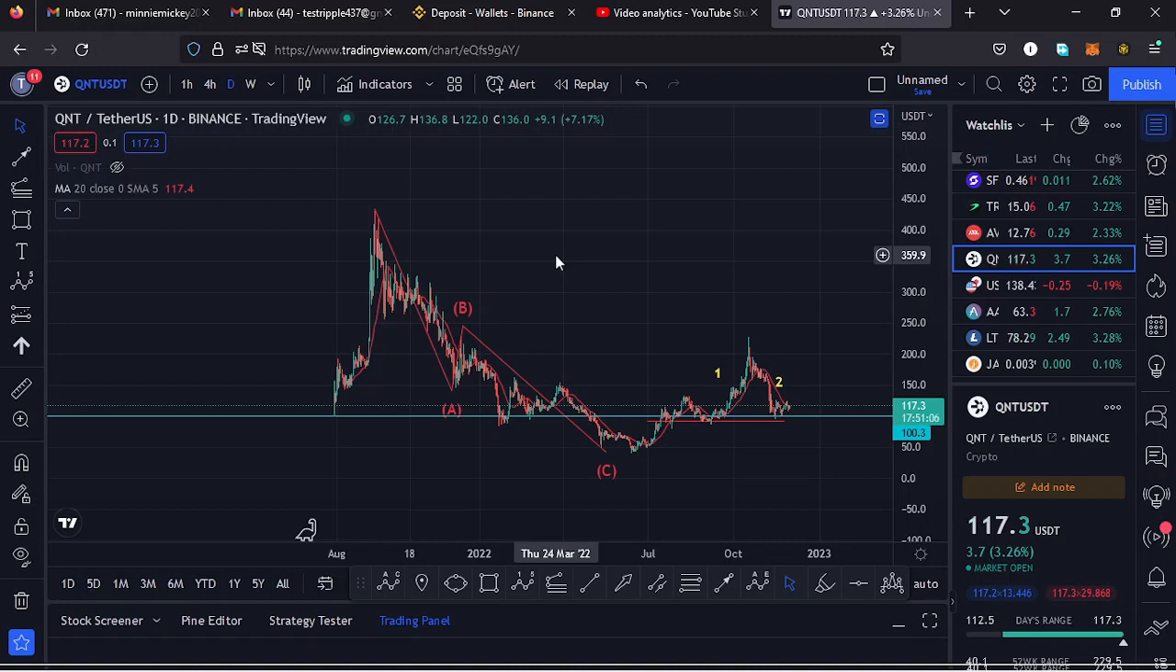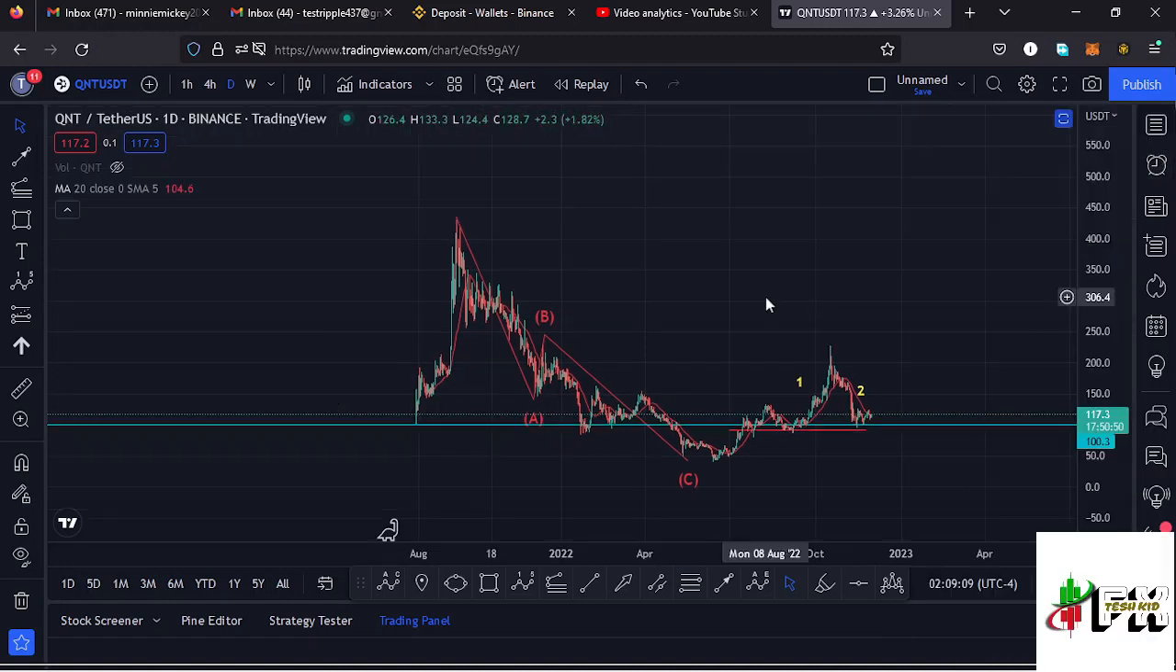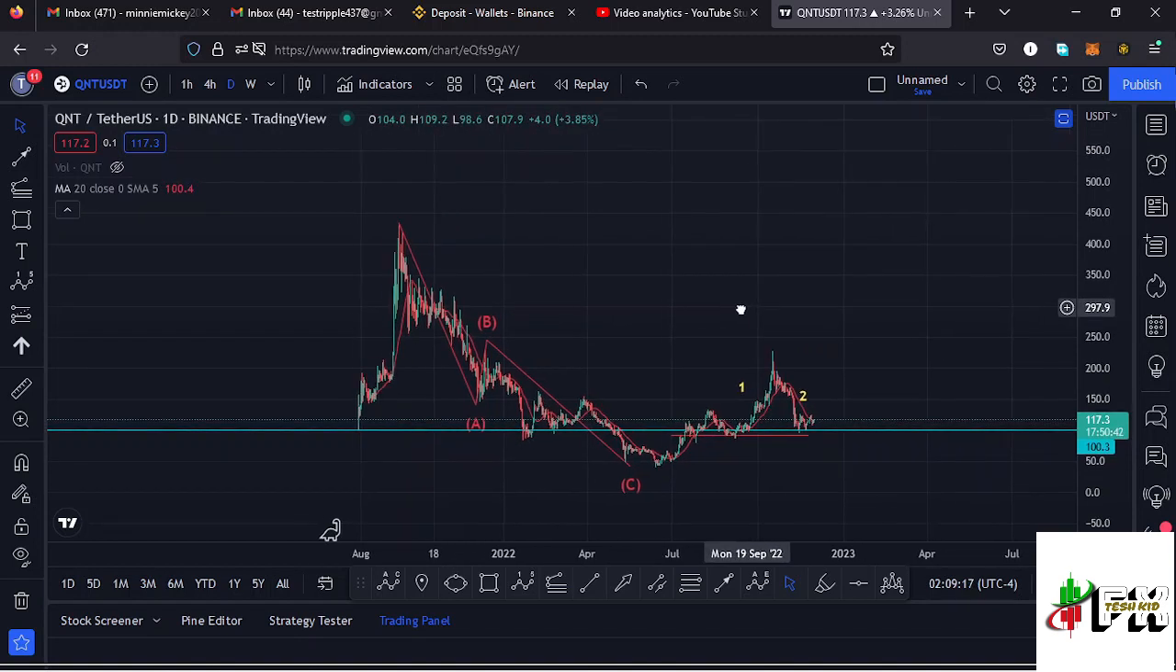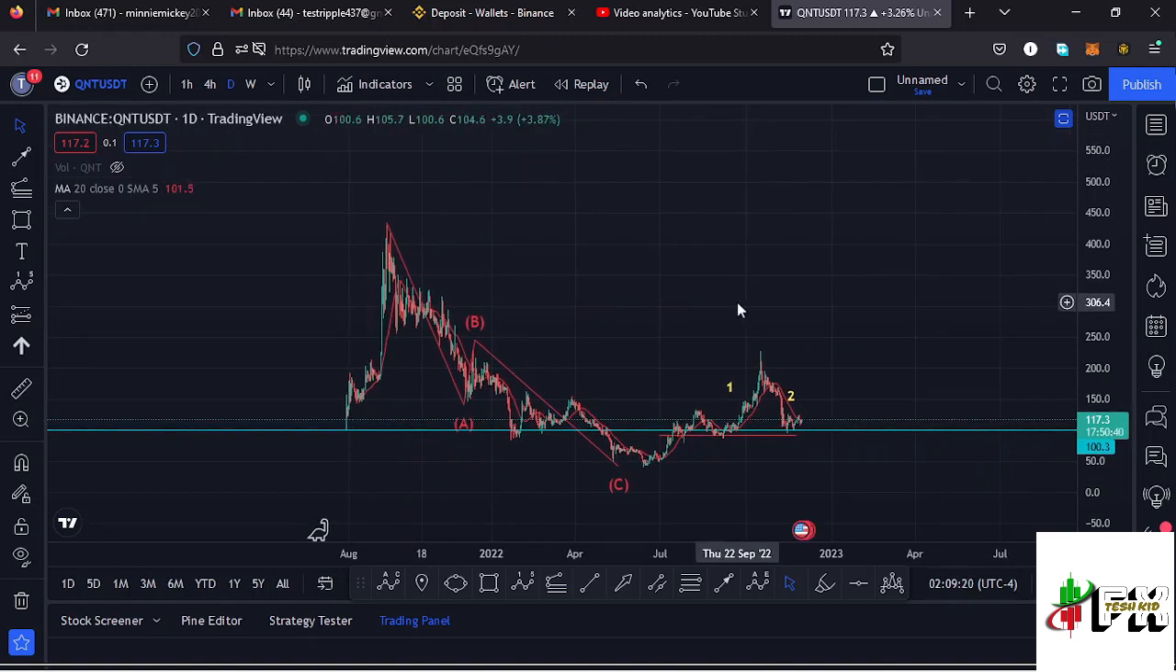I'll be giving you a price prediction update on Quant, whose current price stands at the $117.3 mark, and here on TradingView the market is up by 3.26%. In this video I want to give you the short term and the long term scenarios that can play out here on the Quant chart, so make sure that you stick around till the end of the video. I'll be basing my analysis on the Elliott structures, the Fibonaccis, and also the key areas of support and resistance.